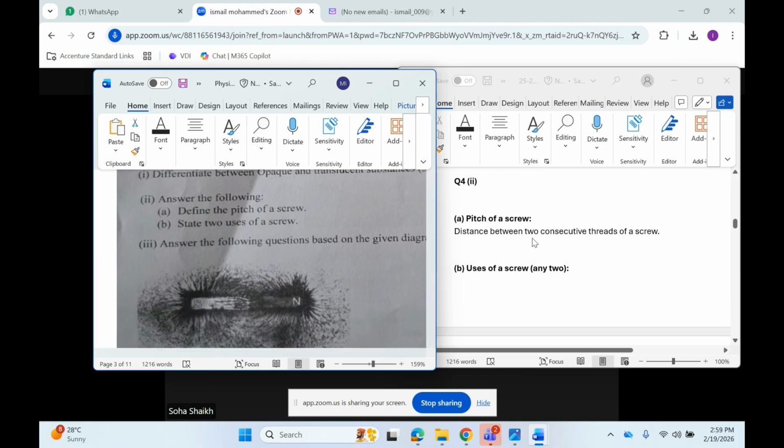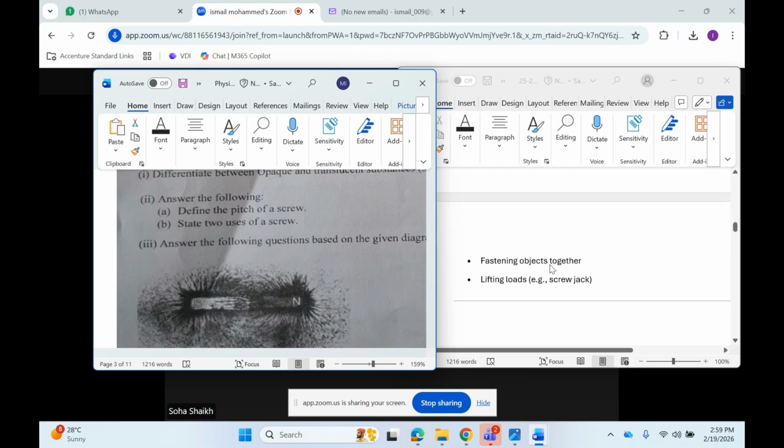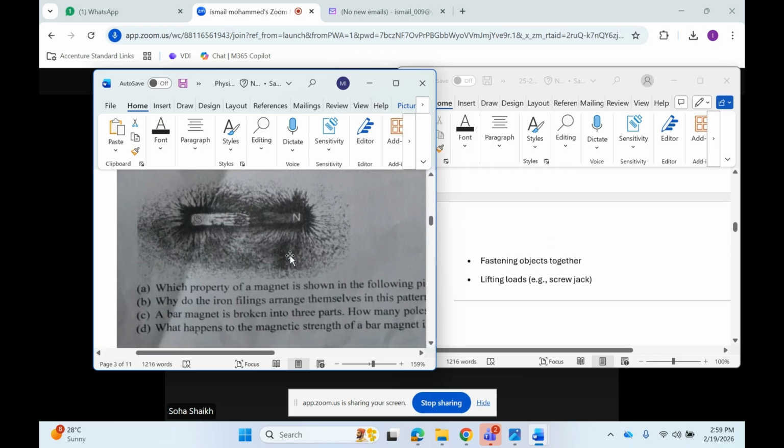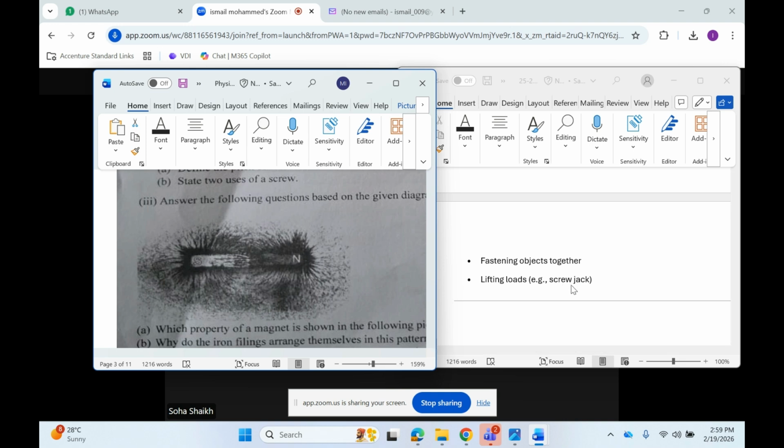Pitch of a screw: the distance between two threads of a screw is called the pitch of a screw. This is important, remember this one. State two uses of a screw. Fastening objects together, and lifting loads, like a screw jack. When you go for car washing, they fix the screw jack and move it, and because of that you are able to lift the entire load of the car. That is an example of an application of a screw.